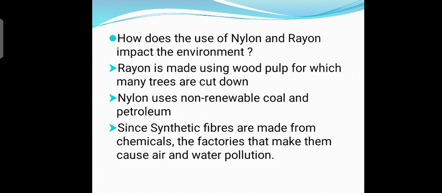The meaning of non-renewable is which cannot be regenerated continuously. Actually, coal and petroleum are those natural resources which required millions of years to form, and we are consuming them continuously. That's why they are non-renewable. Now, since synthetic fibers are made from chemicals, the factories that make them cause air and water pollution also. So overall, they impact our environment in a bad way.